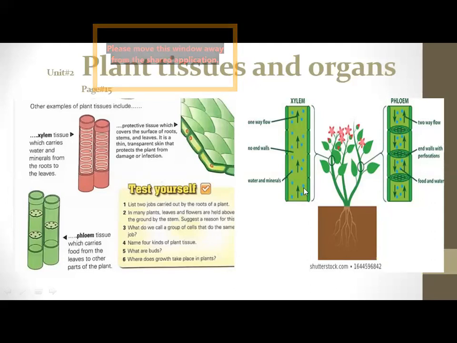So the transportation is throughout. There will be no restriction. There will be no stoppage of the transfer of water and minerals from the roots to the shoots. You can observe from here.